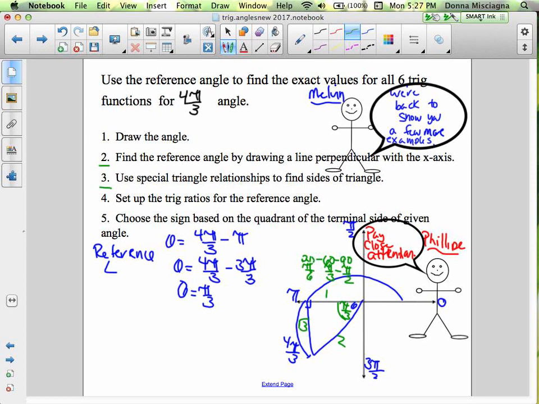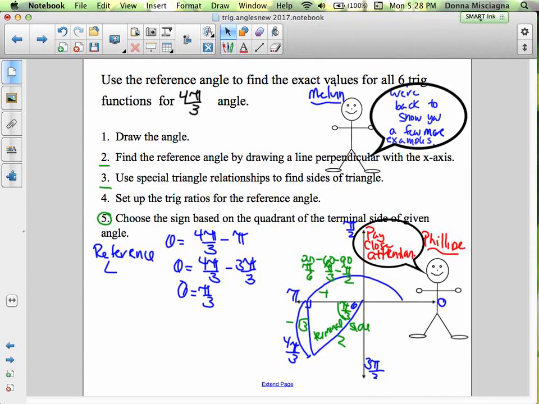We also have to remember our signs. That's the only thing that I haven't taken care of. We want to choose the sign based on the quadrant of the terminal side of the given angle. So this is the terminal side where the 2 is, and we are in the third quadrant. And so x is going to be negative and y is going to be negative.